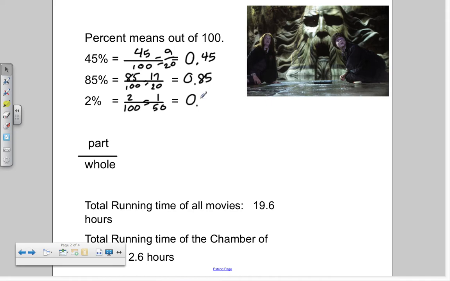That's the tenths place, so I have to put a 0, and 2 is in the hundredths place. Again, the decimal moves 2 places to the left to give me 0.02. Okay, part to whole, same thing.